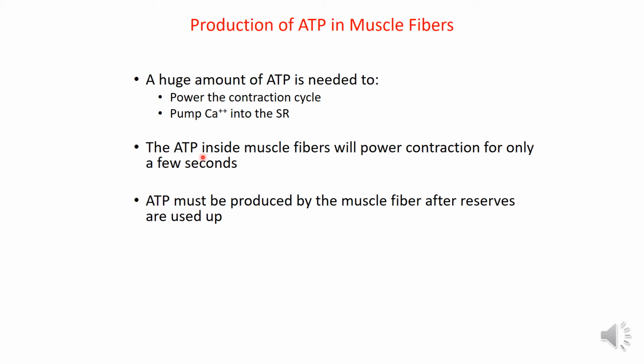This means that the stored ATP inside the muscle is sufficient for a few seconds only. In order to continue, ATP must be produced by the muscle fibers after reserves are used up. So the muscle needs to regenerate a huge amount of ATP sufficient for the maintenance of muscle contraction and relaxation.